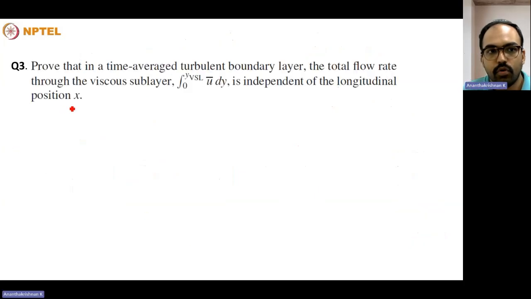Now we can move to the third problem. Prove that in a time average turbulent boundary layer, the total flow rate through the viscous sublayer, the integral from 0 to the viscous sublayer thickness of u bar dy, is independent of the longitudinal position x. It's also a derivation that is based on the viscous sublayer thickness. And this requires a bit of knowledge about what is the viscous sublayer thickness and how much is the normal order of thickness, and the non-dimensional wall coordinate that we use.